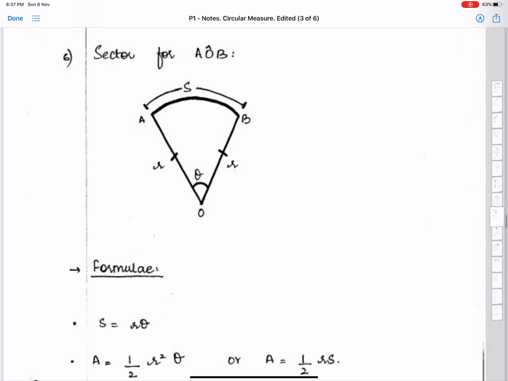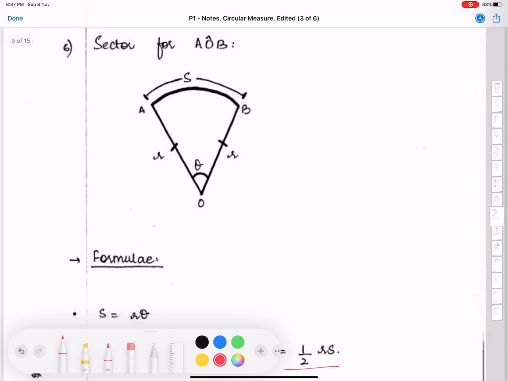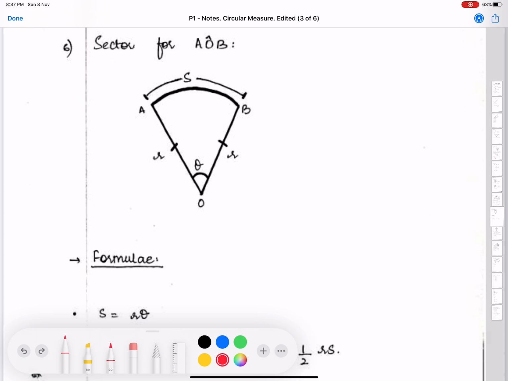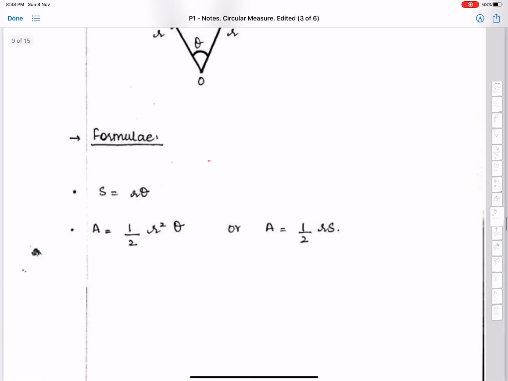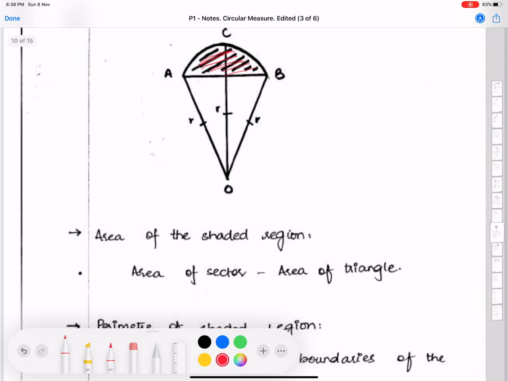We have already done these formulas for any sector. You can use s = r theta for the arc length, and for area you can use either this formula or this formula. It will depend on the given situation. If you need the area of this shaded region, then you just need to write larger area minus smaller area. Area of sector minus area of triangle will give you the area of the shaded region.